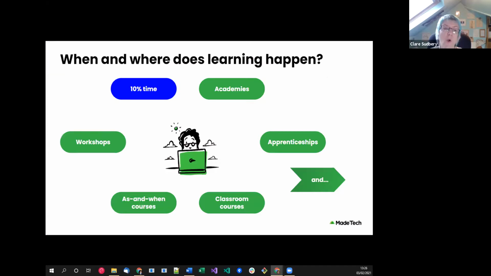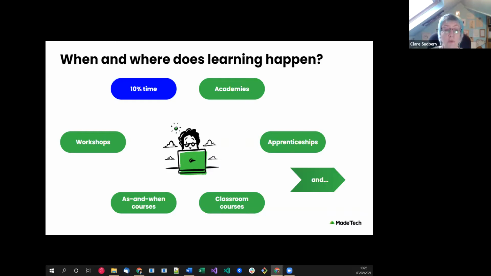So, okay, when and where does learning happen? Again, I will have missed things off here, but there are lots of ways in which you can encourage learning within your organizations. One common way is 10% time or 20% time or 5% time, where you dedicate a certain amount of the working week or the working month, and you say that time is put aside for learning.